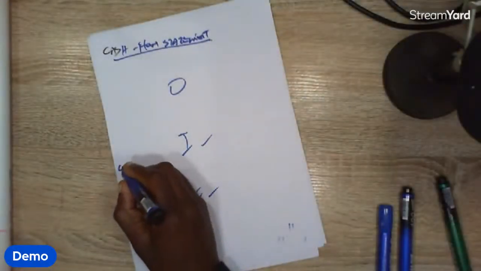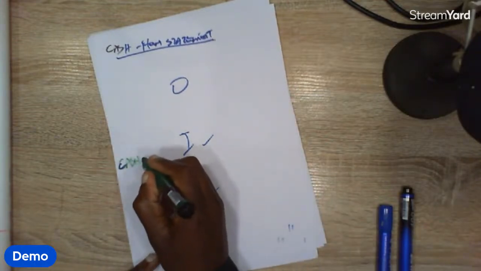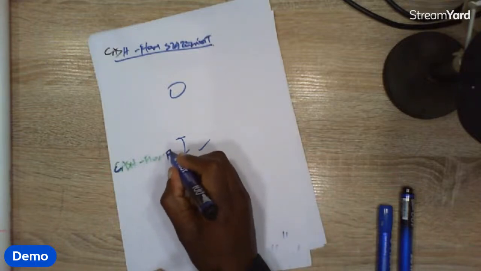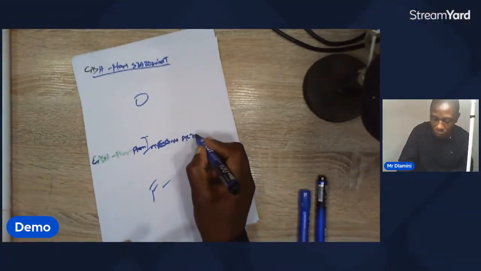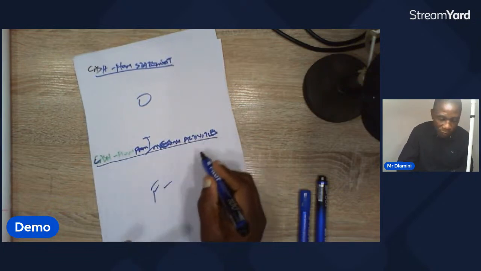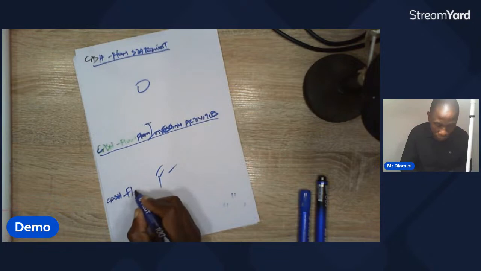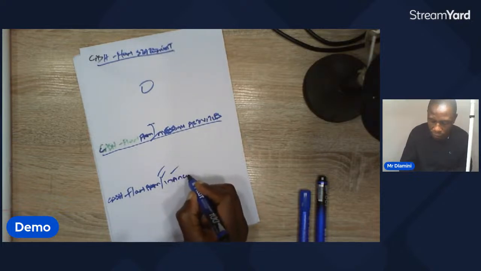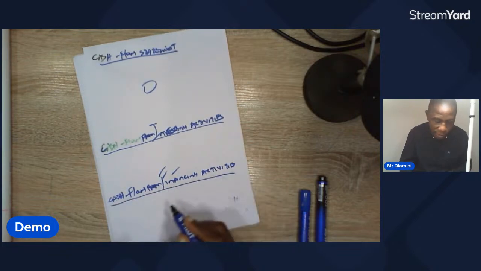Last week we were more focused on cash flow from operating activity. So we have cash flow from investing activity, as well as cash flow from financing activity.